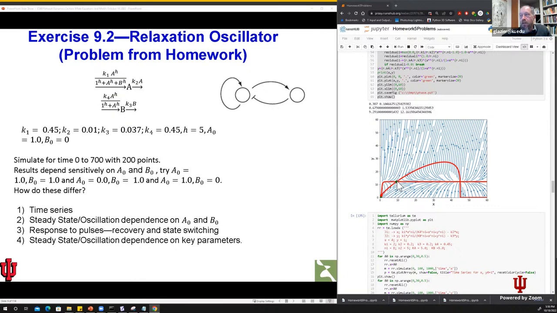Because you have to cross this unstable steady state. So you have to kick it all the way down, get below that stable steady state. Okay, I think I know what I need to do then.